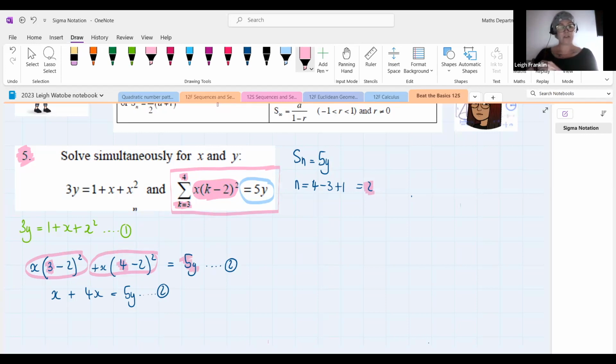So that's why we end up with x plus 4x, because 3 minus 2 is 1 and 1 squared is 1. X times 1 is 1x. And for the second term, 4 minus 2 is 2. 2 squared is 4. And 4 times x is 4x.